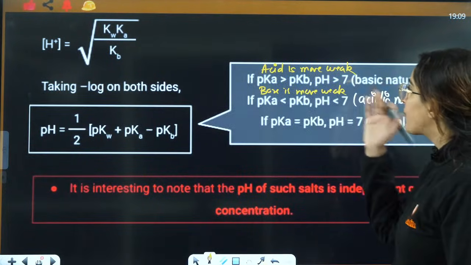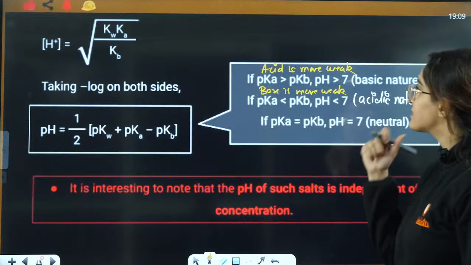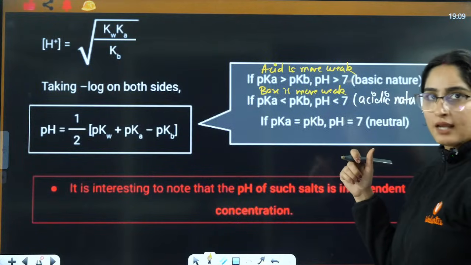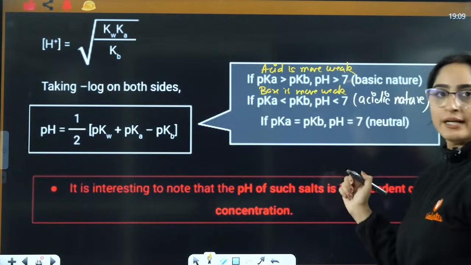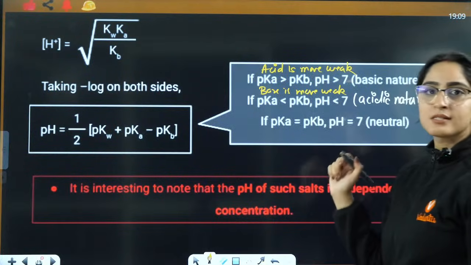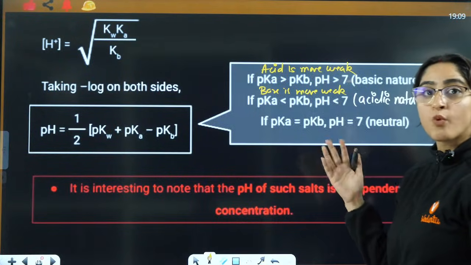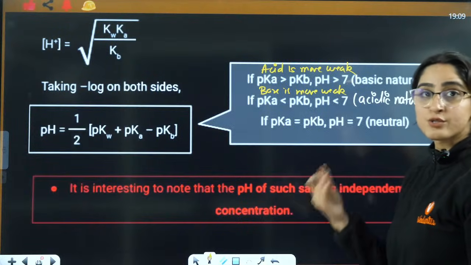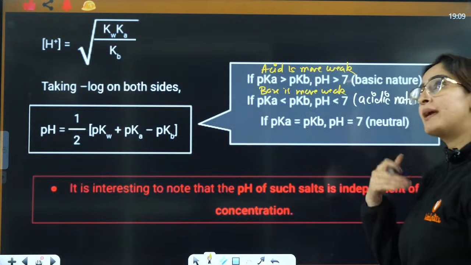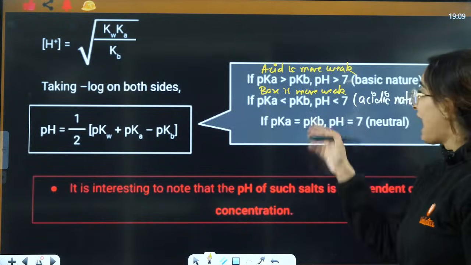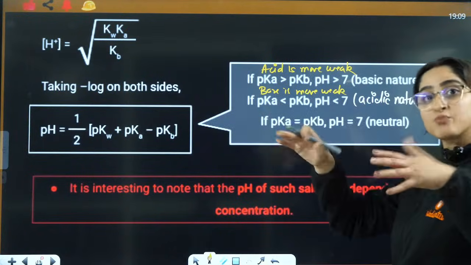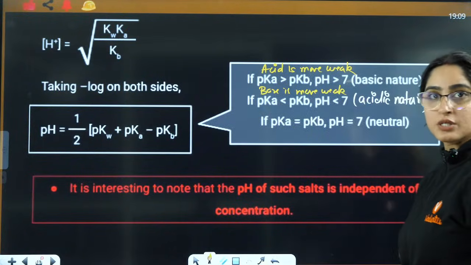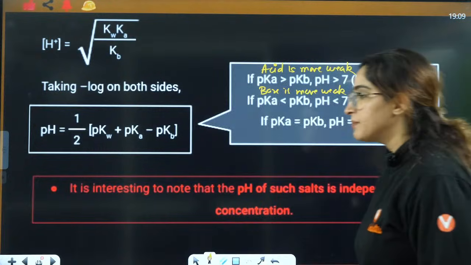The same applies when the base is more weak. If pKb is greater, Kb will be less, so the base is more weak. The base is less dissociating, but the acid is more dissociating, which means H positive ions are more in the solution. Okay? Tell me.